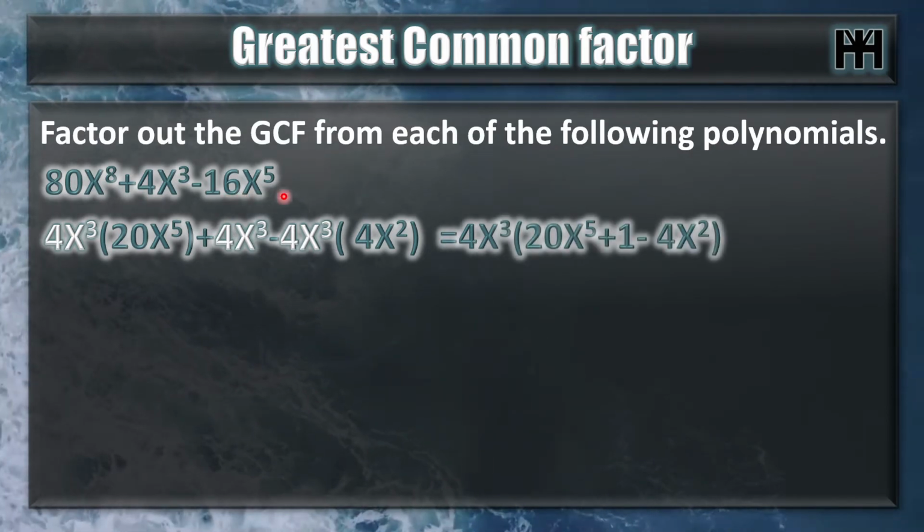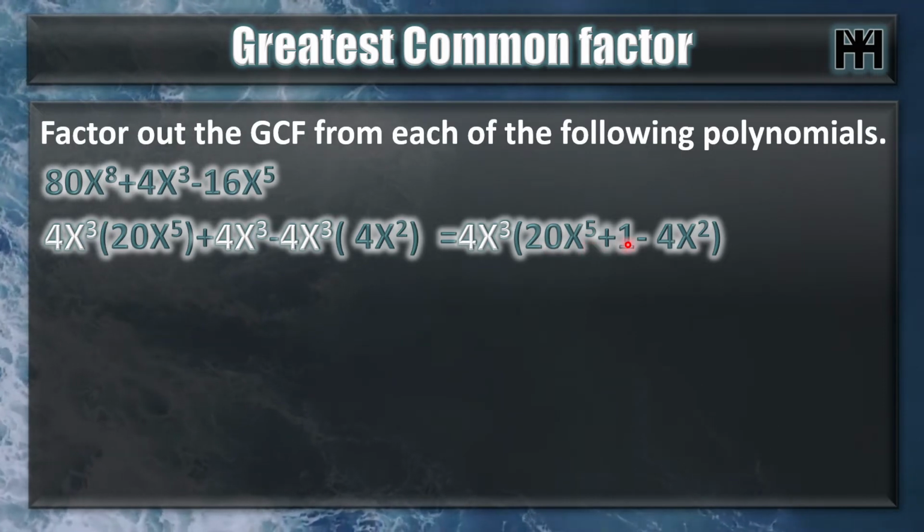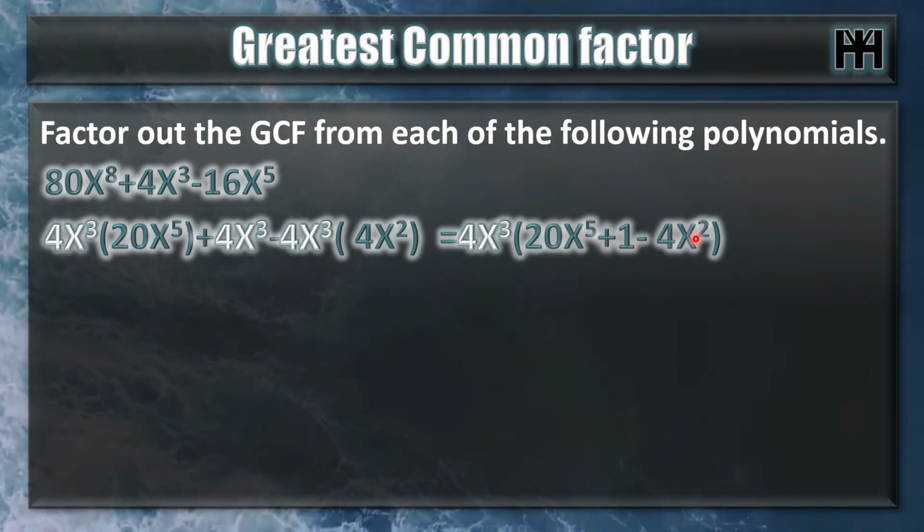So we take the common factor, 4x cubed. We will have 20x power 5 plus 1 minus 4x squared.